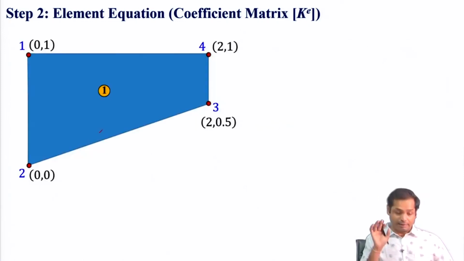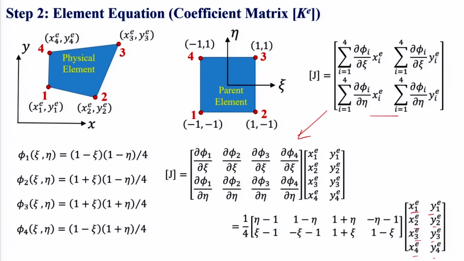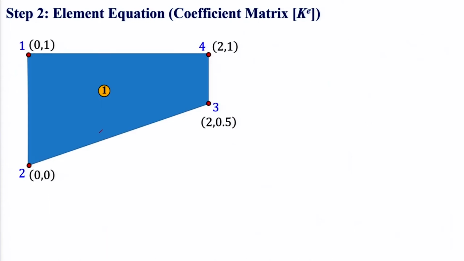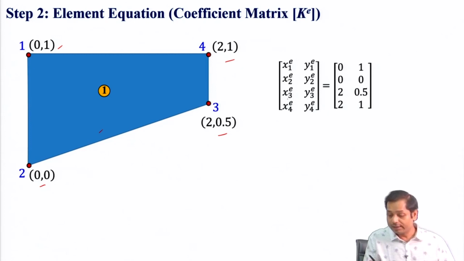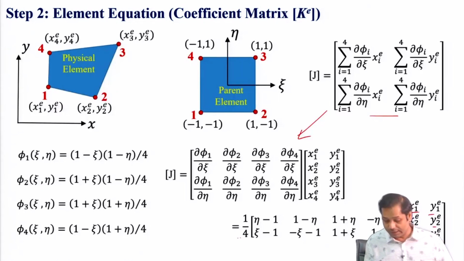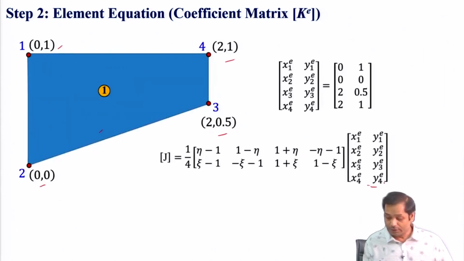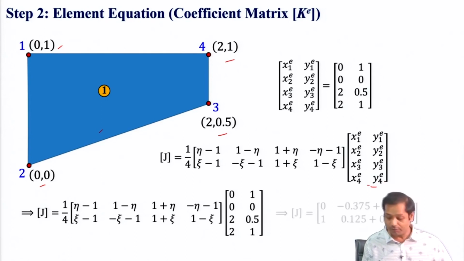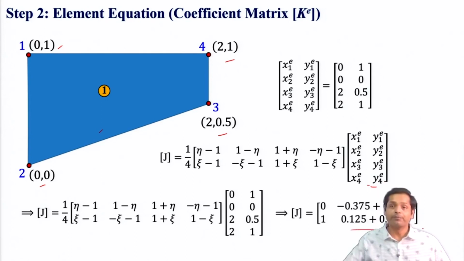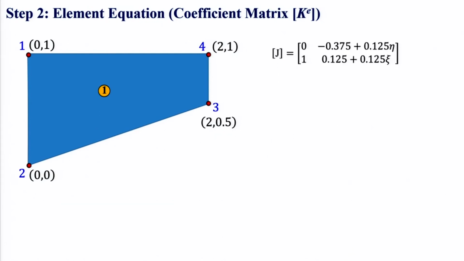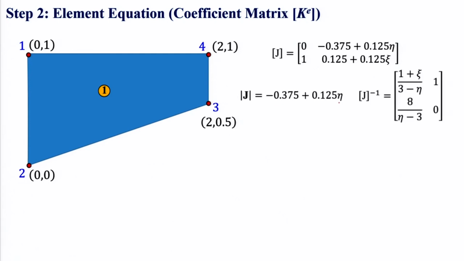So this is the general expression of Jacobian. Now let us substitute the values of x and y. These are the coordinates we have. In this expression we have seen that Jacobian is this, so substitute these coordinates in that. So we get Jacobian as this, and this eventually will give us this. So this is the Jacobian, right? Once we have this Jacobian, let us get the inverse of this. The determinant of Jacobian will be this, and the inverse of Jacobian will be this.